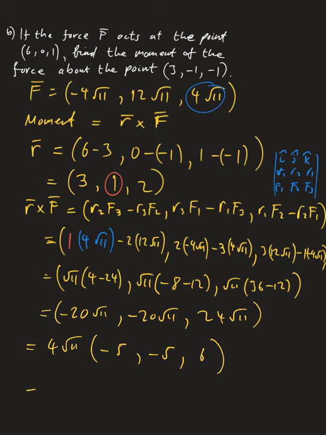Or I could have, inside the vector, just calculated numerical values for those three, in which case I get minus 66.33, minus 66.33, and 79.60. So that's another way of writing down that answer to 2 decimal places. So there it is. Parts A and B done.